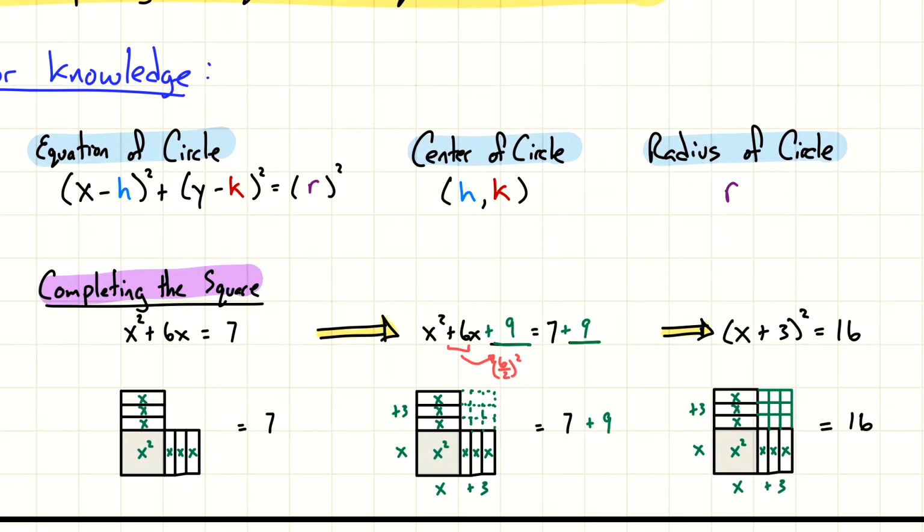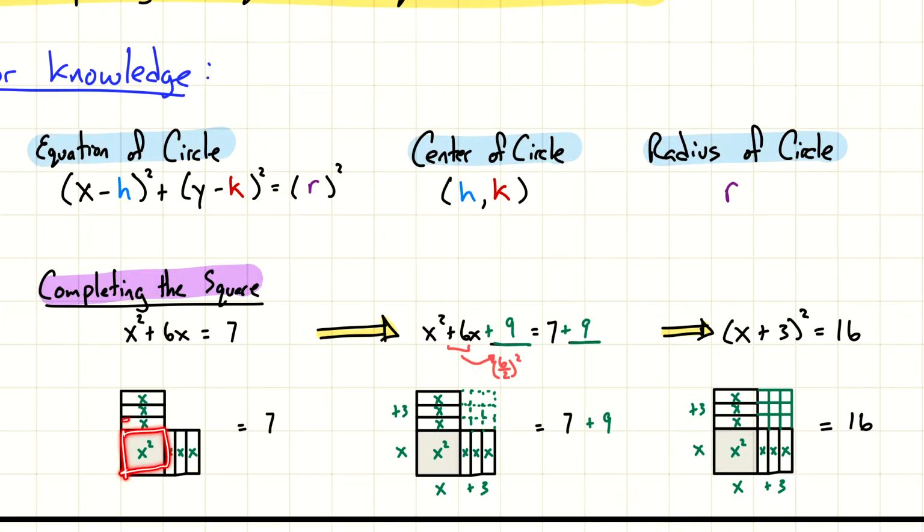The other topic that you need to remember is completing the square. So here's an example and a visual of what we've done before. In this example, I have x² + 6x = 7. If I want to write this in perfect square form, or maybe if I wanted to graph this quadratic, I could use completing the square, or maybe I just want to solve for x. Here's a visual of it.